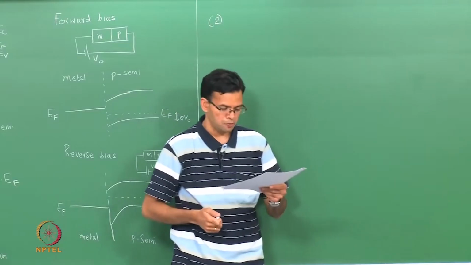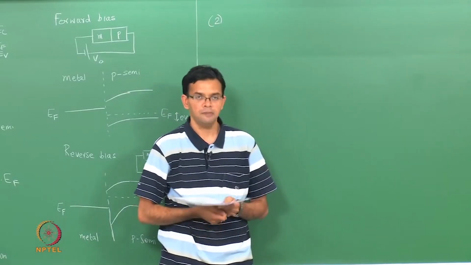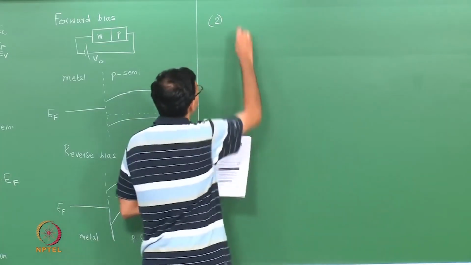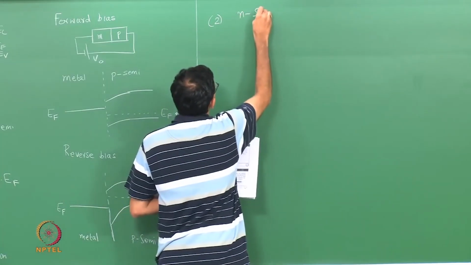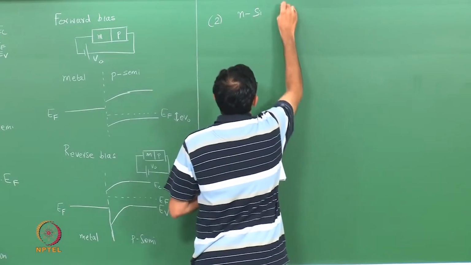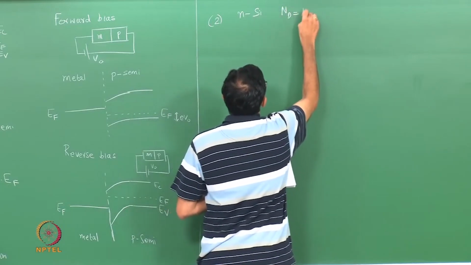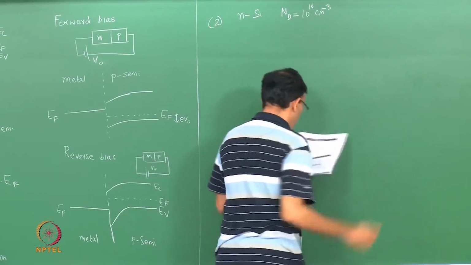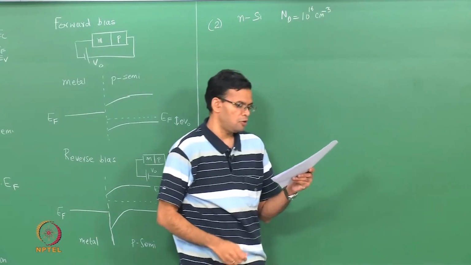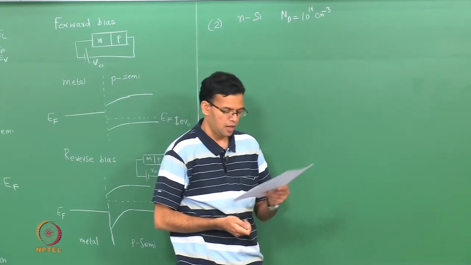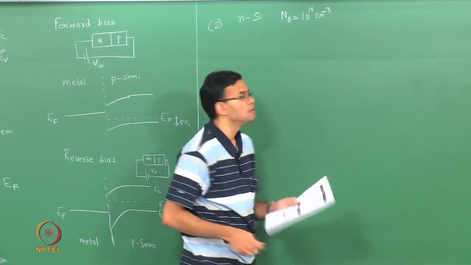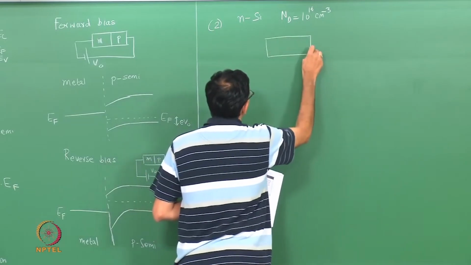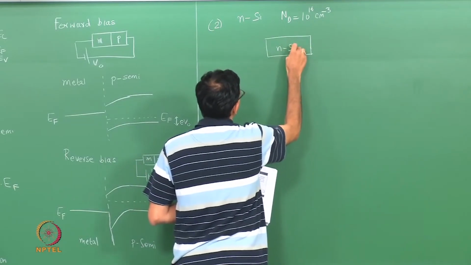In problem 2, we have an n type silicon with 10 to the 16 donors per centimeter cube. Now, n silicon with Nd is 10 to the 16 per centimeter cube. The two ends of the sample are labeled B and C. So, we have two ends. So, there are essentially two metals at either end.